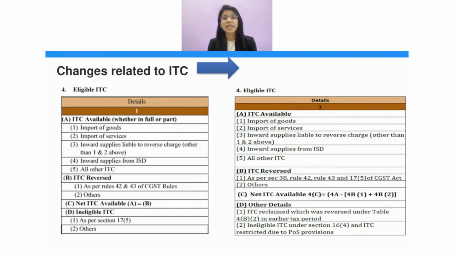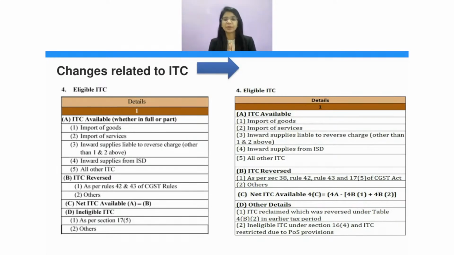So whenever there is an ITC which has been restricted because of the place of supply provision, then that particular ITC we have to show under 4D2. So this is only for the declaration purpose. We are not adding this. We are not subtracting this. This is not going in electronic credit ledger.